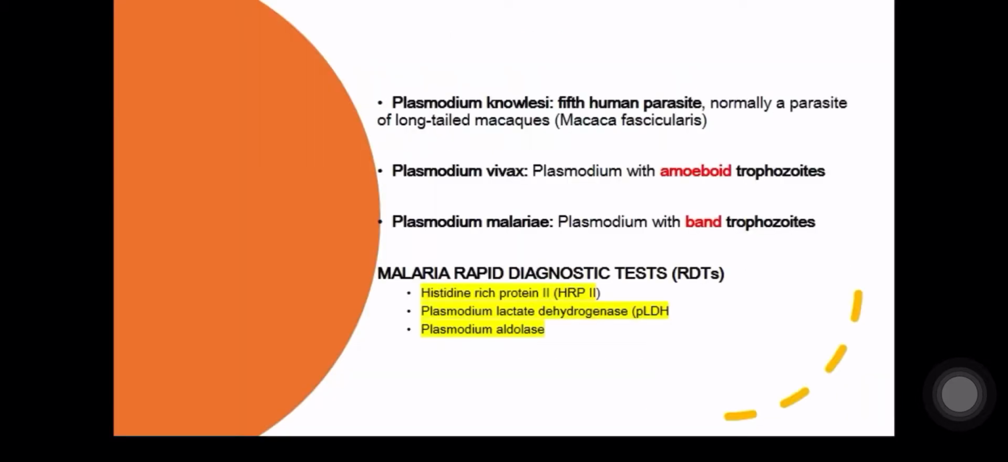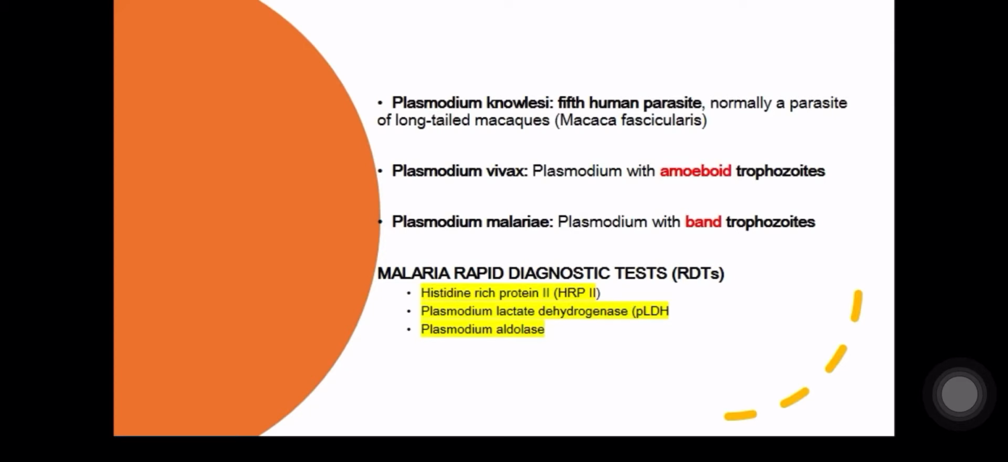And we go also to some common facts. We have Plasmodium knowlesi, the fifth human parasite, which is normally a parasite of long-tailed macaques, Macaca fascicularis. Plasmodium vivax, on the other hand, is the Plasmodium with amoeboid trophozoites. Plasmodium malariae is the Plasmodium with band trophozoites.